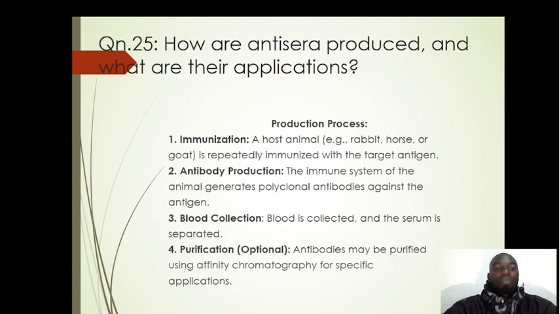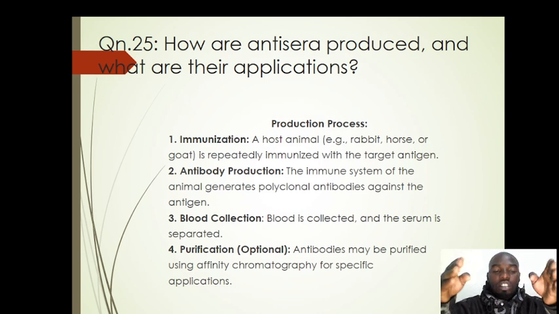The next question, which is the last question, is question number 25. How are antisera produced and what are their applications? Antisera production process starts by immunization. A host animal, for example rabbit, horse, goat or mouse, is repeatedly immunized with a target antigen. We take the antigen and immunize those host animals. Then antibody production. In this process, the immune system of the animal generates polyclonal antibodies against the antigen.